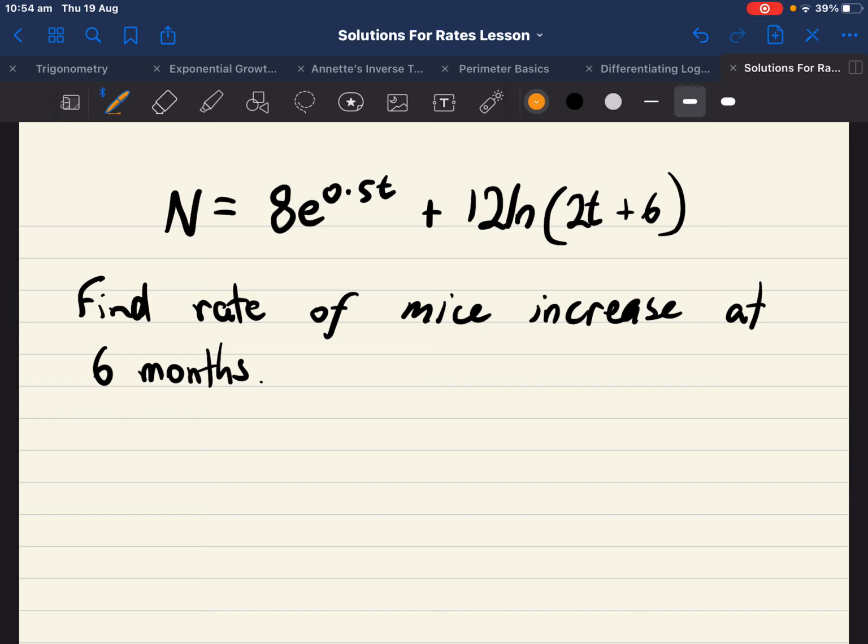Is it a slow increase? Is it a rapid increase? We're going to find out right now. If you want to find the rate at which something is changing, we're differentiating. We don't want n. We want dn/dt, the rate at which n is changing with respect to time. So we go ahead and differentiate.